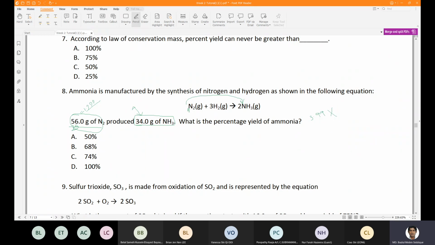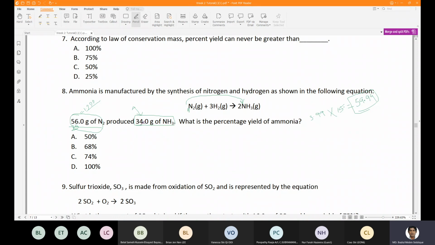Now what is the mass of 3.99 moles of ammonia? Ammonia is 14 plus 1 hydrogen, so 15. If we multiply 3.99 by 15, it will be 59.99 something. So you were supposed to get 59.99 gram of ammonia, not 34.